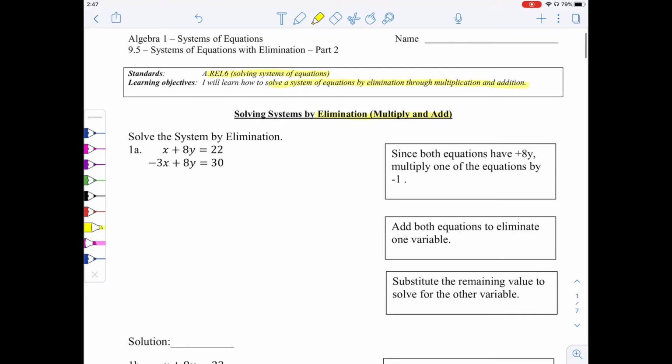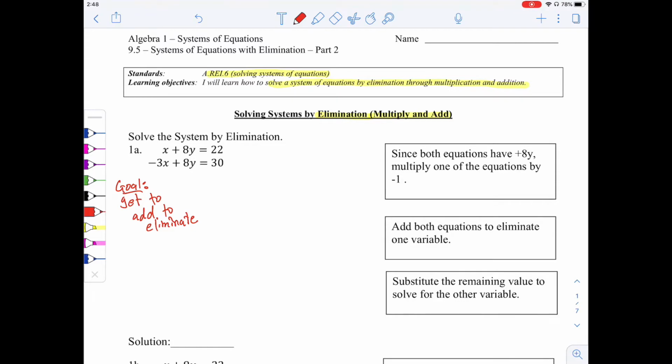So we have a problem here. Our main goal is we want to get to where we can add to eliminate. So when we can find two numbers that, when we add them, we can eliminate them, that is our goal, so we can solve it.